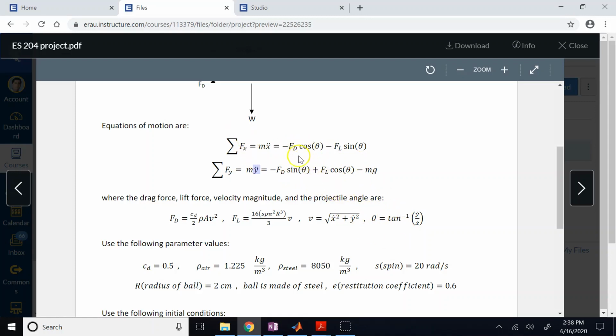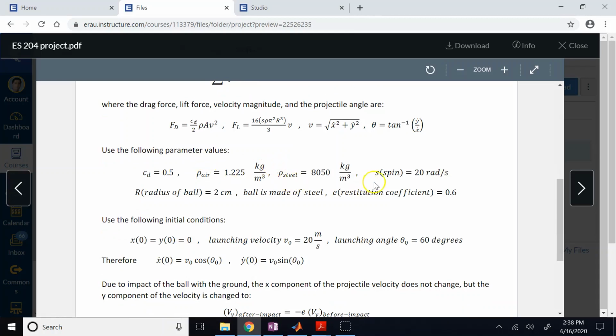You cannot solve each one of them separately, because in the x governing equation, you have what? You also have y dot in v and theta. And in the y governing equation, again, you have what? X dot. Again, in theta, fd, and fl. So you have to solve these two ODEs at the same time. Both second order ODEs, both nonlinear, they have to be solved simultaneously.